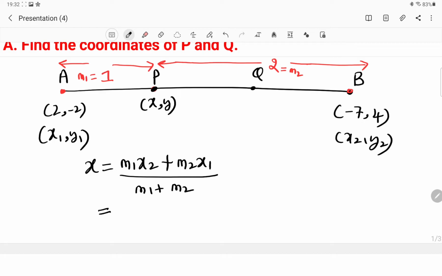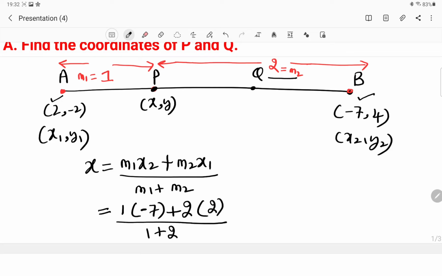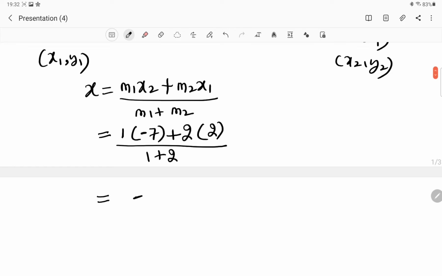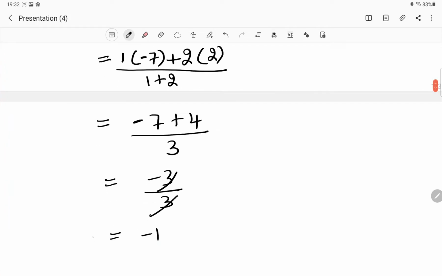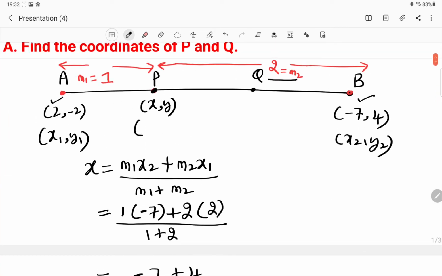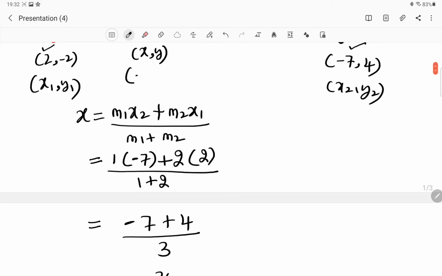So substitute these values. What is m1? It is 1 into x2, which is -7, plus m2, that is 2, as I told you already, into x1, which is 2, divided by 1 plus 2. So you can easily get x: that is -7 plus 4, divided by 3. -7 plus 4 is -3, divided by 3. The 3s get cancelled, so I get -1. That is the x coordinate of point P. So the answer we got is -1.